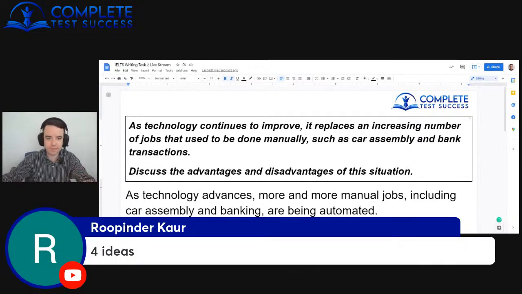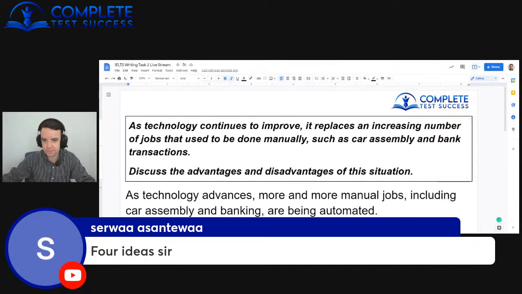4 ideas, says Rupinder, and that is exactly right. So it is advantages, so we need 2. Disadvantages, we also need 2. So that is my first task for you today. Sarwa got it as well.